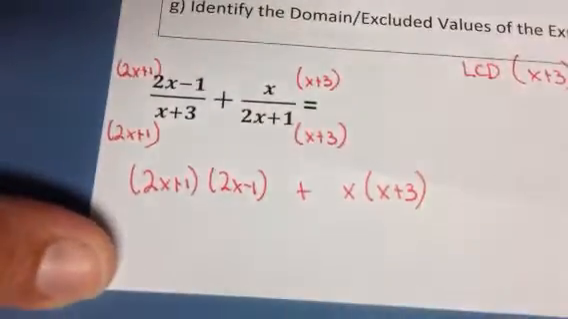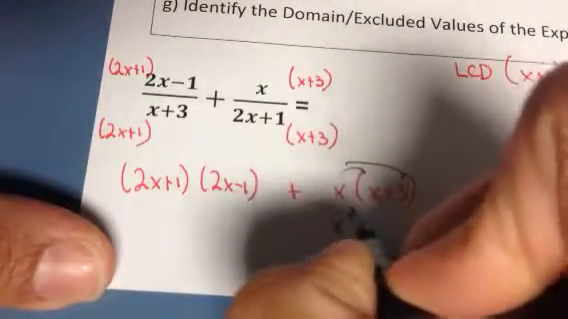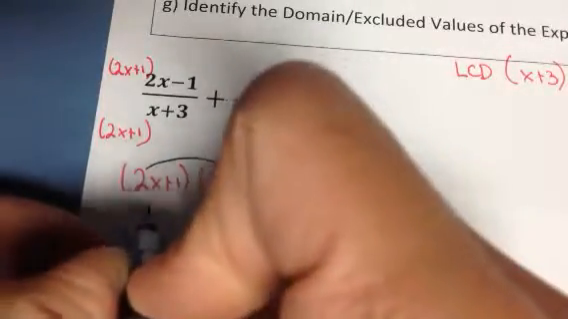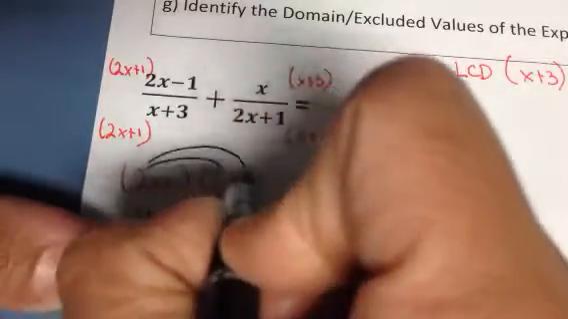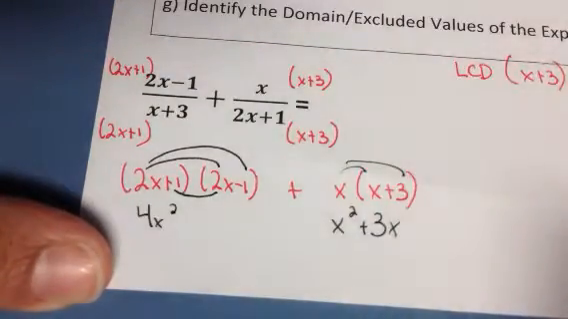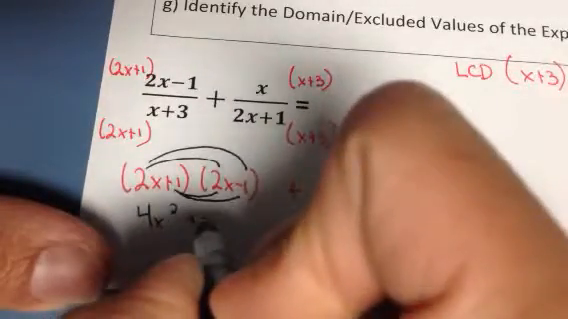So let's start with the easier one, the x and x plus 3. I'm just going to distribute that through. So I get x squared plus 3x. Here I'm going to distribute. I'm going to get 4x squared. I'm going to get a negative 2x, but as soon as I multiply this, I'm going to get a positive 2x, and those are going to cancel out, so I'm not going to write them down. And then 1 and negative 1 give me a negative 1.